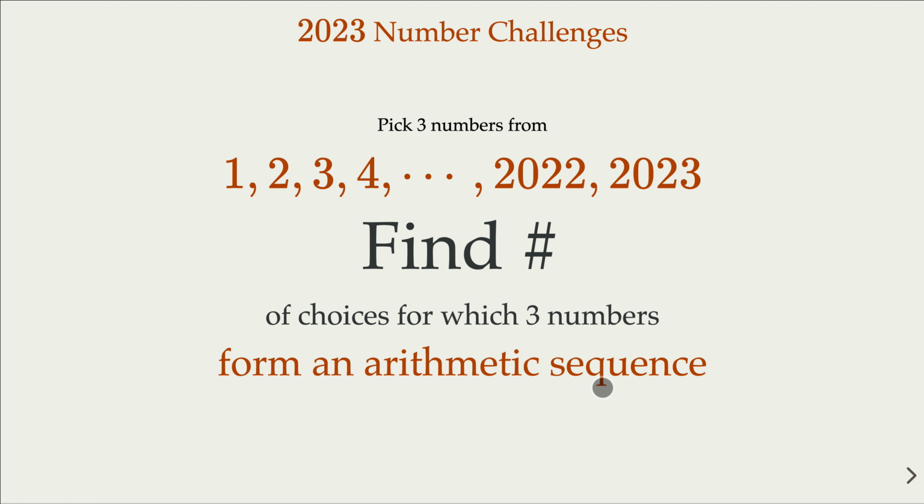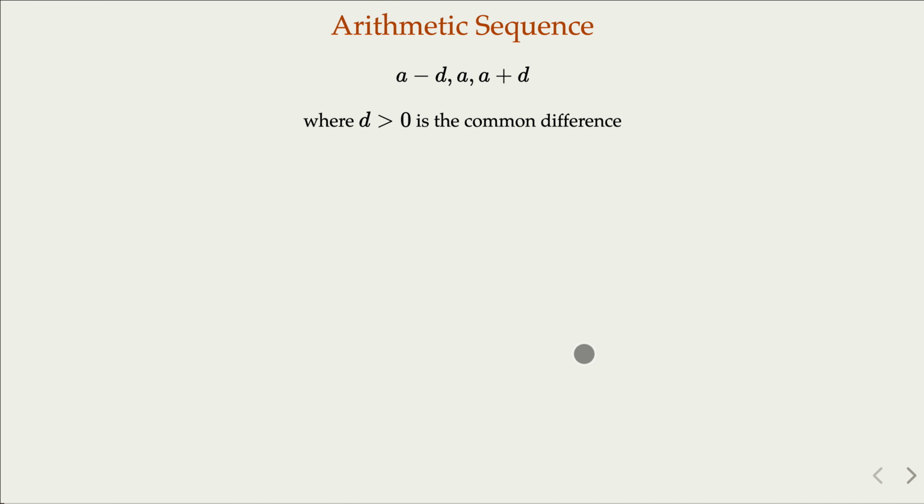Recall that an arithmetic sequence, in this case for 3 numbers, is going to be a minus d, a, a plus d, where d is the common difference. Usually d can be a negative number, but here we assume d is greater than 0 because we're interested in this particular order. Now how do we find the total number of choices out of 2023 integers?